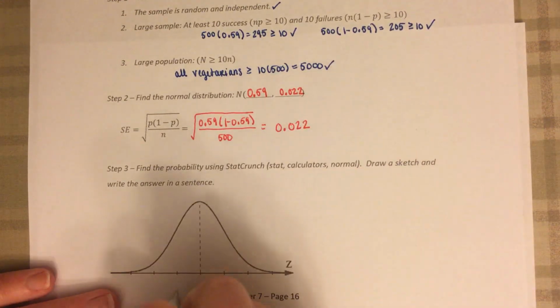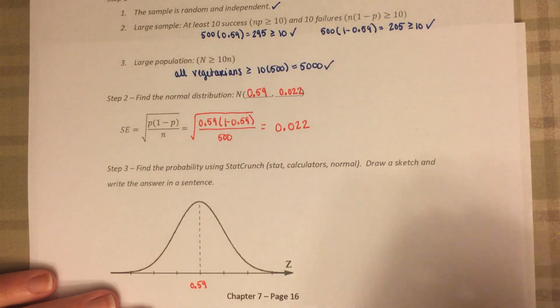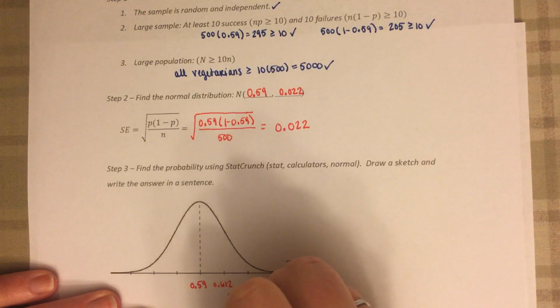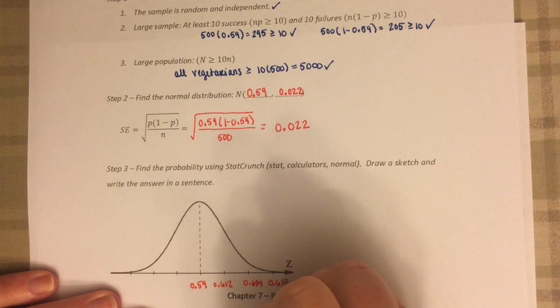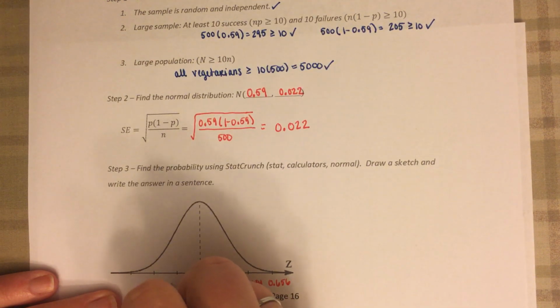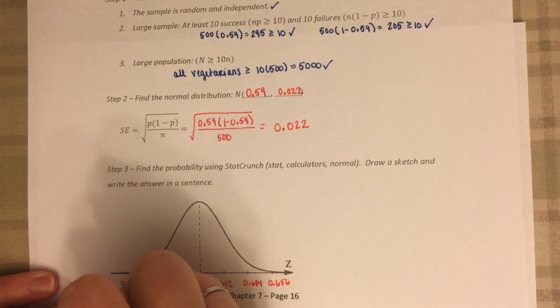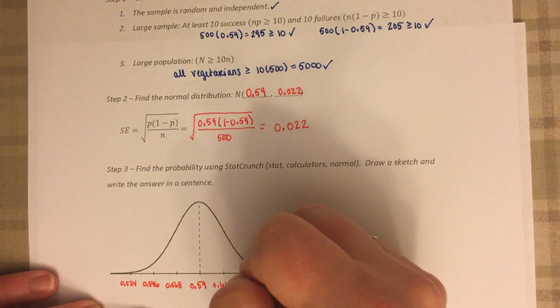Right, so using StatCrunch, again, we can label the picture on our own or select the markings at the top to give us our different values for the bottom. So we have 0.59, 0.612, 0.634, 0.656, 0.568, 0.546, 0.524. All right, so we want to know our probability that we are greater than or equal to 63%.